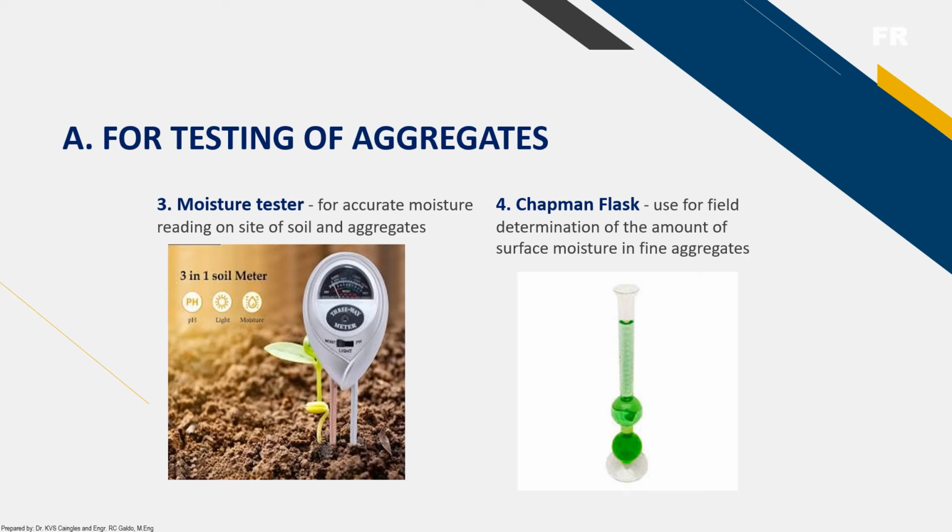Next we have the moisture tester. It is used for accurate measure of readings on site of soil and aggregates. It is used in field testing, moisture determination on site. Okay? And we also have apparatus used for testing of aggregates. We have the Chapman flask. It is used for field determination of the amount of surface moisture in fine aggregates. Okay, still on the moisture determination of aggregates.